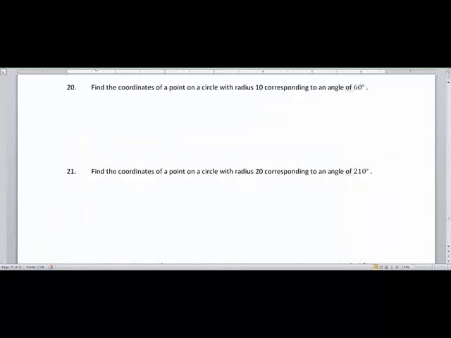For these next two problems, we're going to use our knowledge of 30, 60, 90 triangles to solve the answer, because it says find the coordinates of a point on a circle with radius 10 corresponding to an angle of 60 degrees. Well, drawing a picture to save the day, I'm going to create a triangle in the first quadrant, and it has an angle of 60 degrees, and I'm not going to draw it to scale. All I need to do is mark my 60-degree angle here, which is going to be my theta, and the radius is 10. So this creates some point t up here and some theta down here.